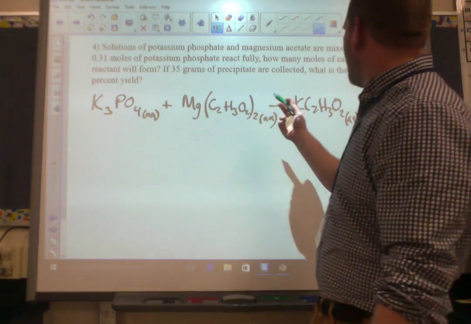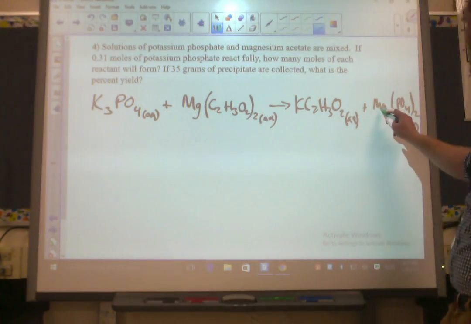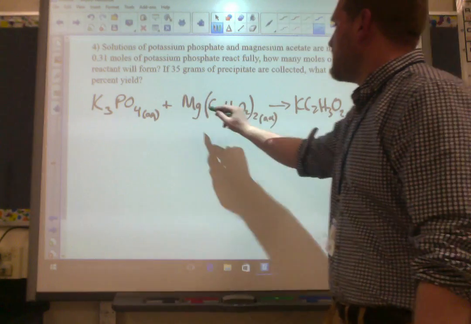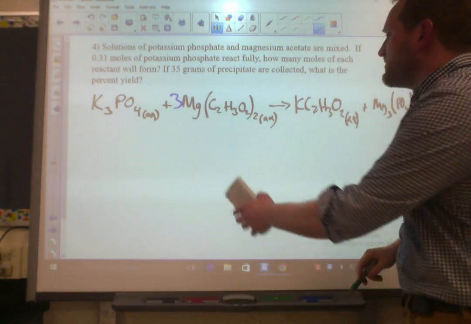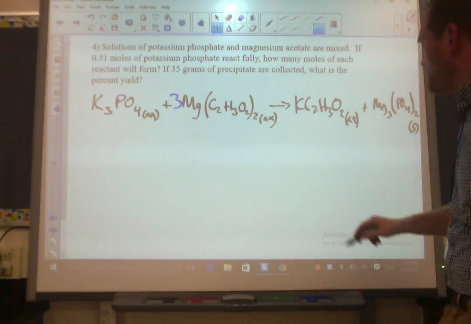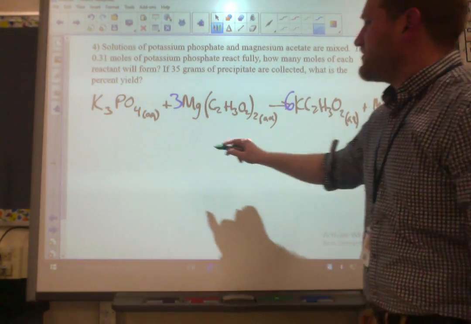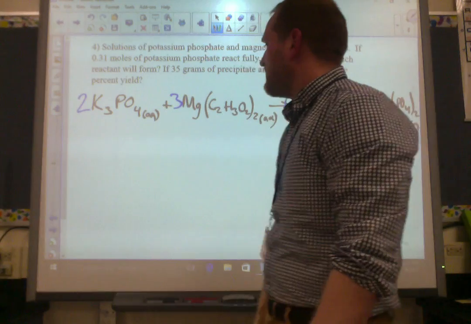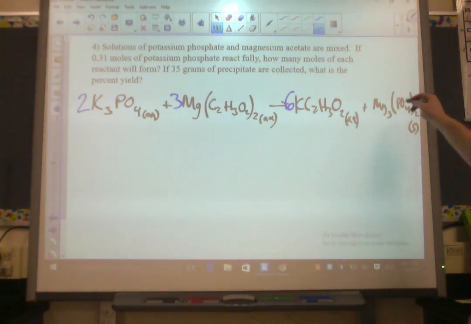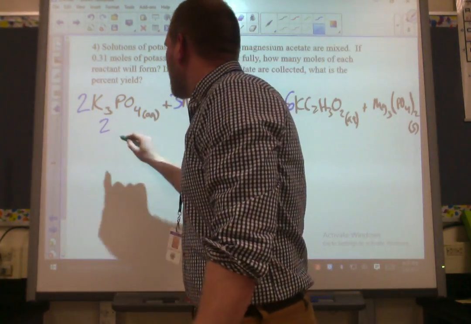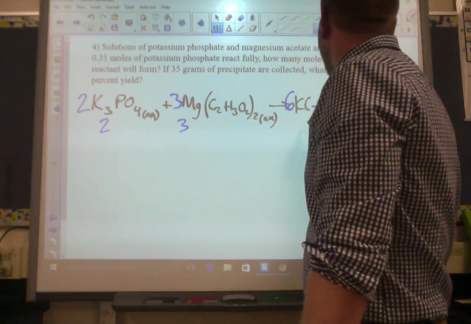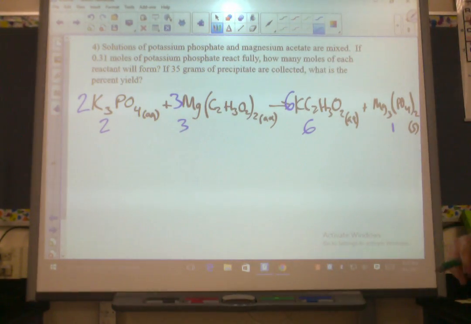So I'm seeing, let's see, I'll start here. I see 3 magnesiums. So let me put 3 for magnesiums. That gives me 3 times 2 is 6 acetates. Let me put a 6 there for 6 acetates. 6 potassiums, 6 potassiums. 2 phosphates, 2 phosphates. So my mole ratio, 2 to 3 to 6 to 1.